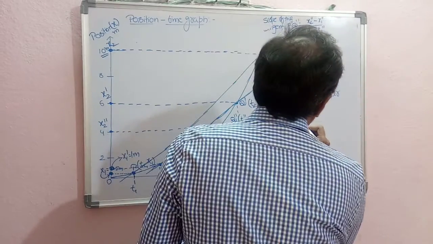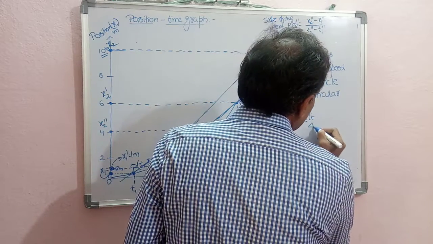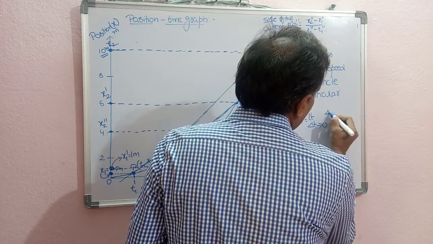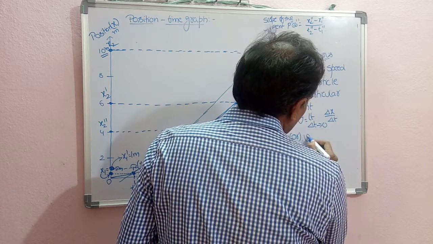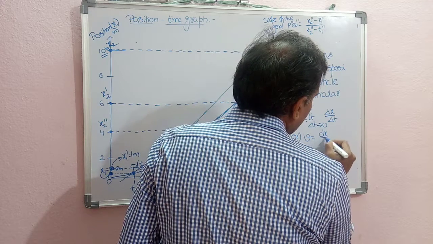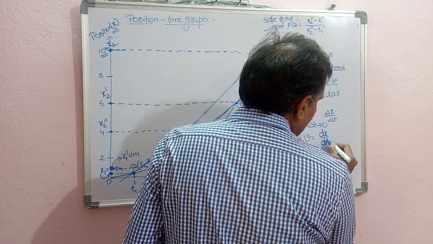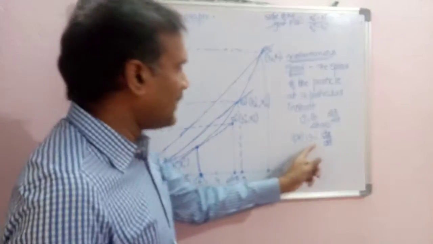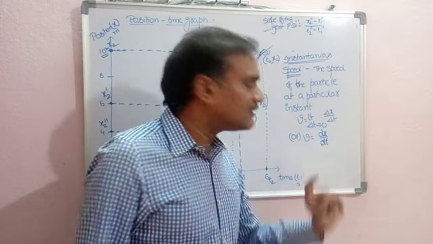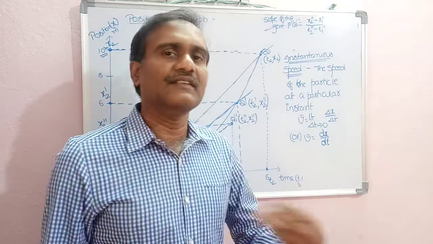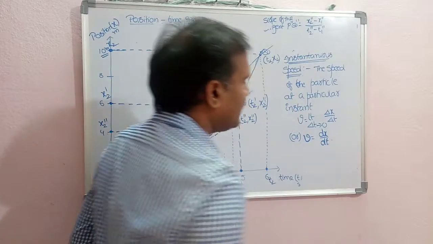Now, it can be calculated by using the mathematical formula limit delta t tends to 0, delta x divided by delta t, or v is equal to dx by dt. We will discuss this dx by dt a little later. That is, in mathematics we call it differentiation of position with respect to time interval. We will discuss it a little later or in the next class.